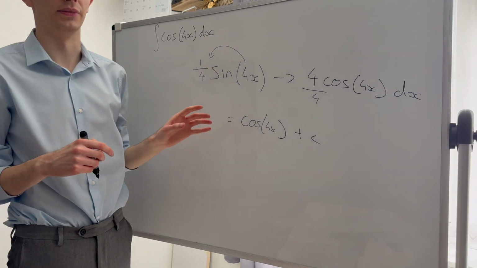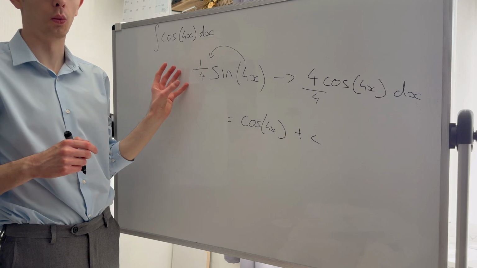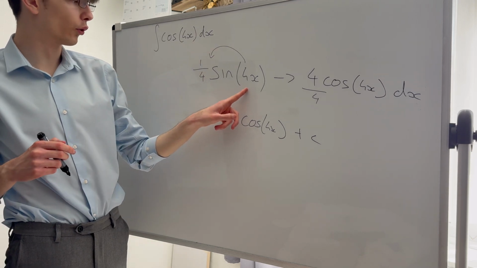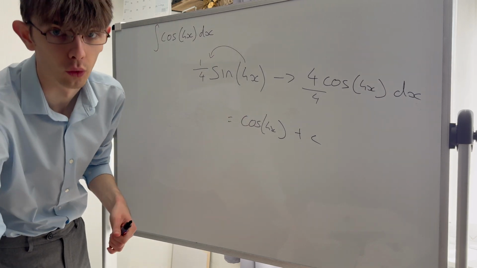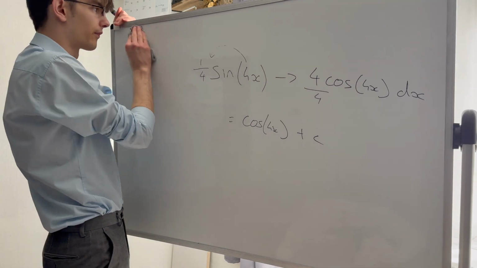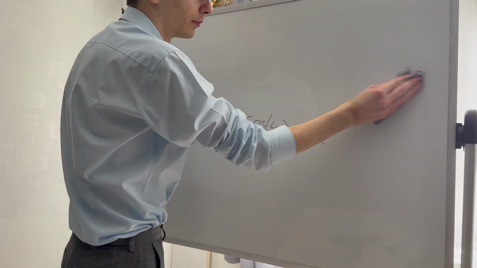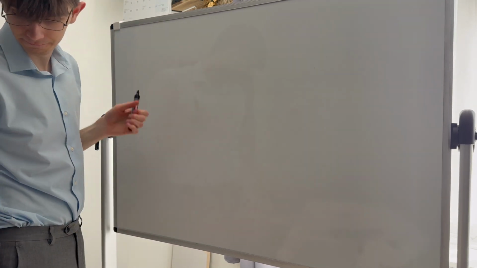This is where the trial and error comes in. We need to force it to work. If I just have the sine of 4x, it doesn't work because I don't have that 1 over 4. You will get the hang of this, I promise. I'll throw out a couple more examples just to be safe.